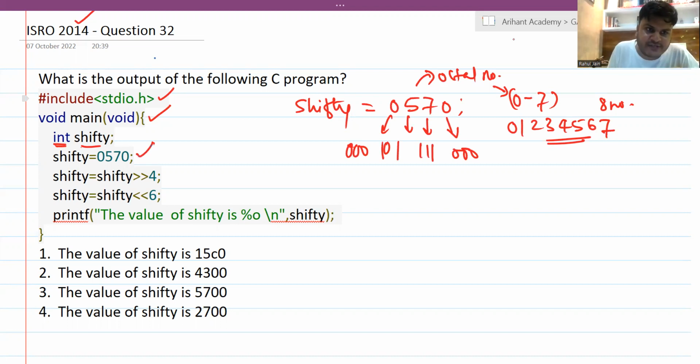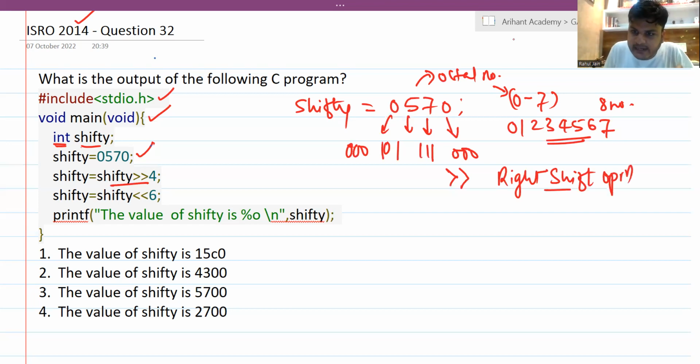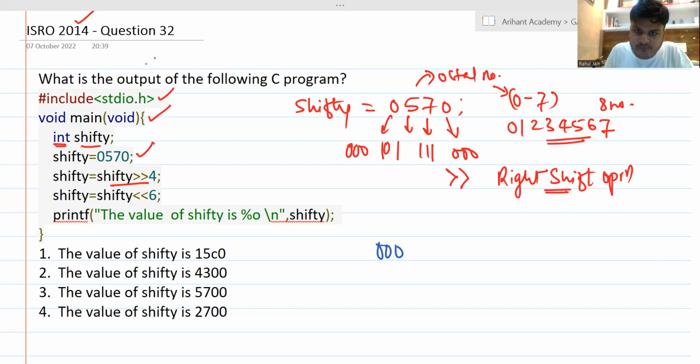Now, the next part is shifty equals shifty, and this symbol, the two angle brackets pointing right, indicates that this is a right shift operation. Right shift means we need to shift 4 bits toward the right side. So let me try to do it. What we have right now is 0, 0, 0, 1, 0, 1, 1, 1, 1, 0, 0, 0. Right shift operation, how much? 4. So I need to perform a 4 right shift operation.